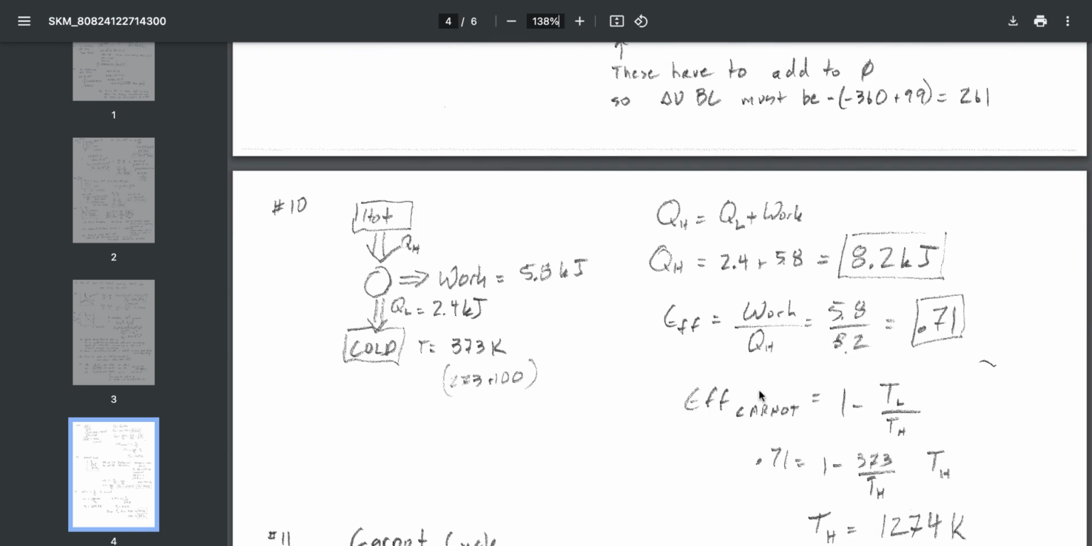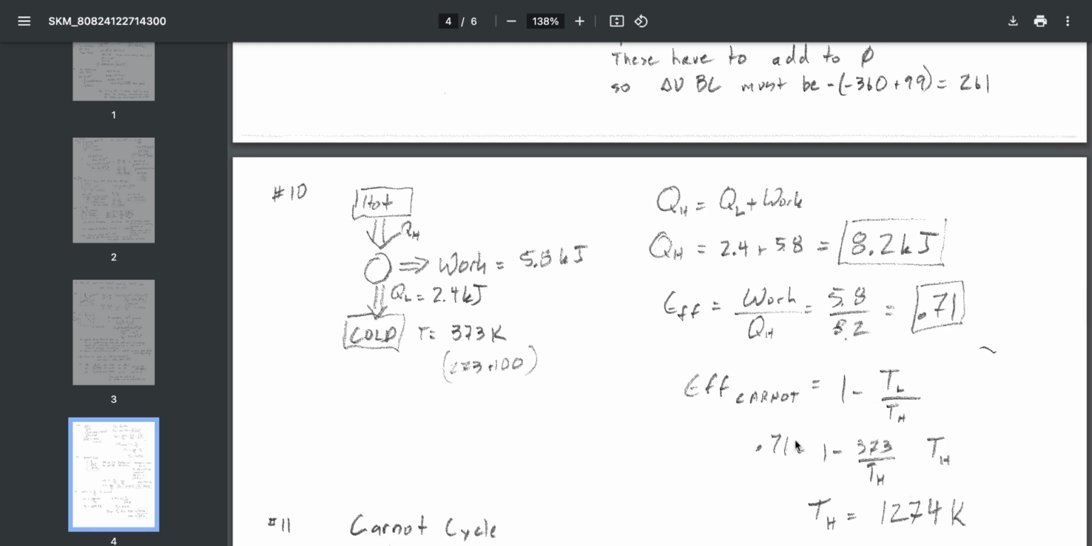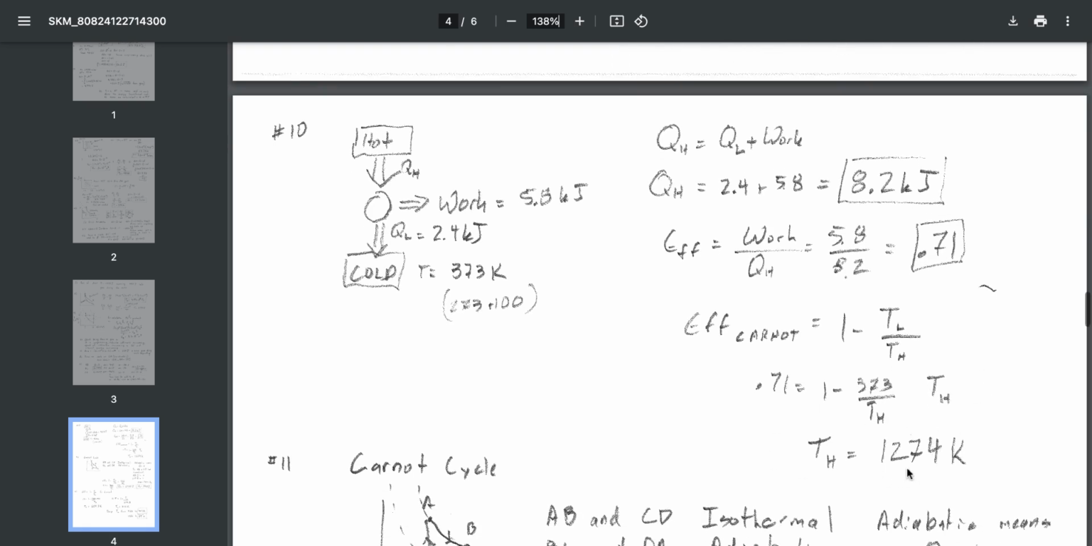For Carnot engines, the efficiency is just 1 minus temperature low over temperature high, because this is the max or the ideal. There's always a linear relationship between QH and TH, and QL and TL. So 0.71 is equal to 1 minus 373 over TH. Multiply both sides by TH, and you end up with a high temperature of 1,274 Kelvin.